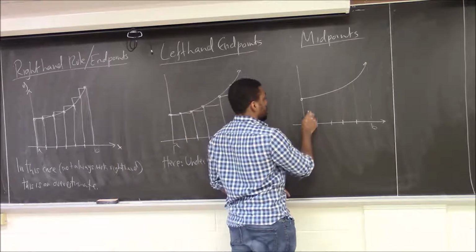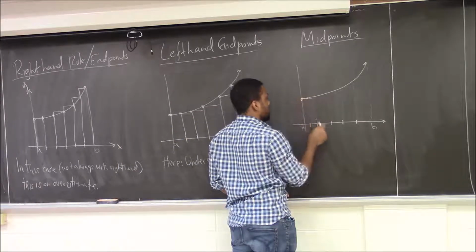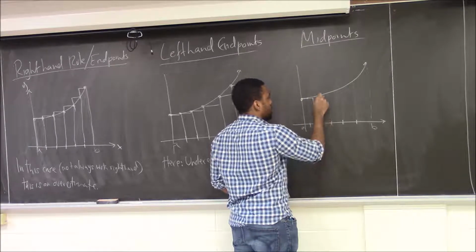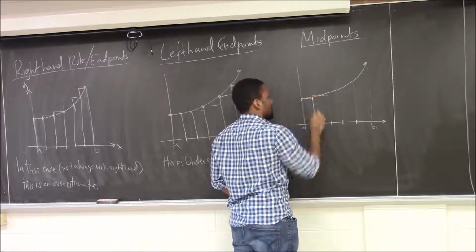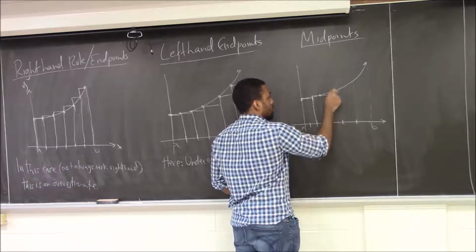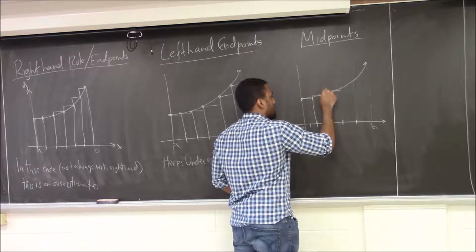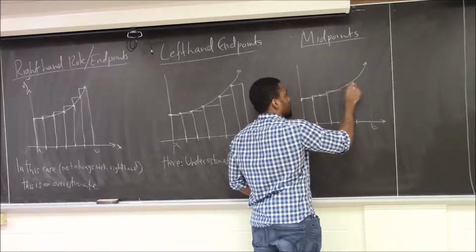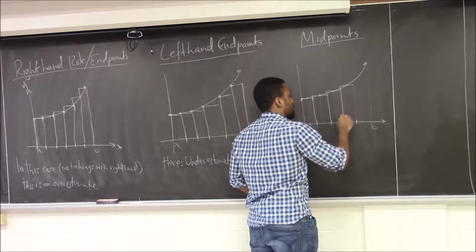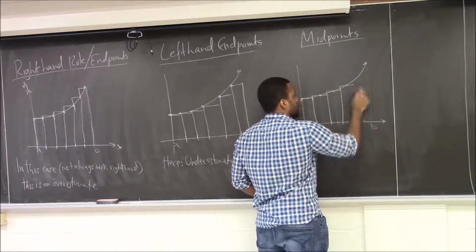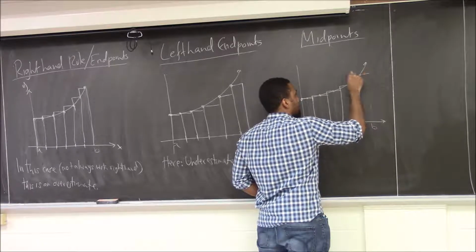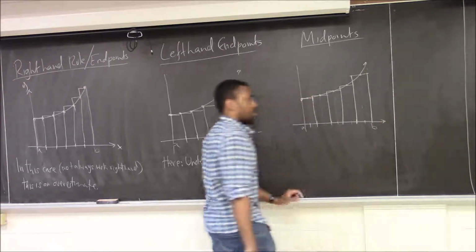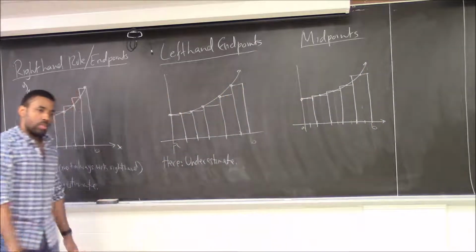So I can go up here, and that's my first rectangle. And I go up in the middle here, that's my second rectangle. Up in the middle here, that's my third rectangle. In the middle here, fourth rectangle. In the middle, up here. And so I can do it using that process.